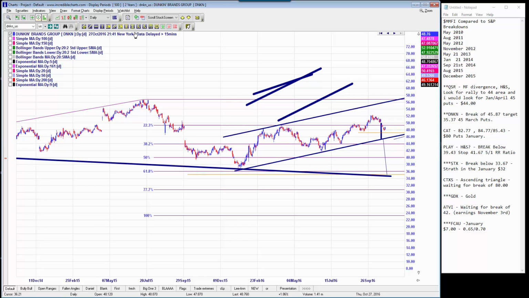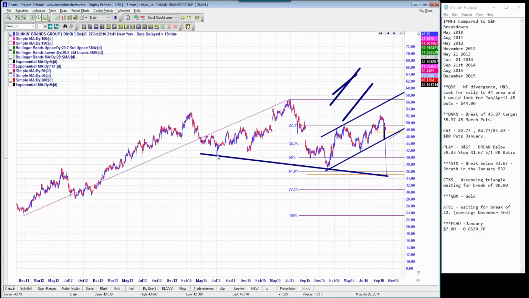Now, when I started to look at that level, I also looked to see if that correlated with any longer-term patterns, and then we see this trend line coming all the way across that actually appears to connect directly with that. So I'm looking for a breakdown below 45.87, and I think the target could be as much as 35.37, so a significant drop.